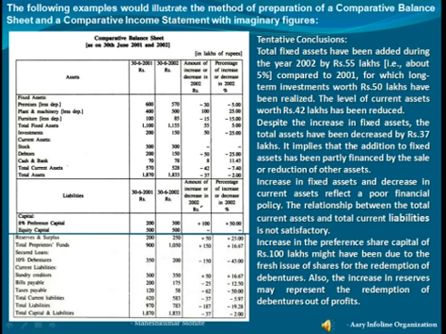The relationship between the total current assets and total current liabilities is not satisfactory. Increase in the preference share capital of Rs. 100 lakhs might have been due to the fresh issue of shares for the redemption of debentures. Also, the increase in reserves may represent the redemption of debentures out of profits.